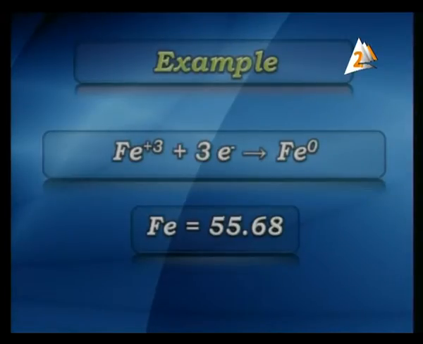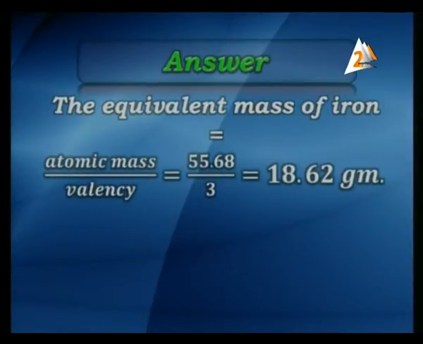How do you know? You know that from the number of positive charges on the Fe symbol, so the 3, or the 3 electrons found beside it. That's what we needed to answer and find the mass. The equivalent mass of the iron equals atomic mass divided by valency, which is 55.68 divided by 3. It equals 18.62 grams. What else after that?